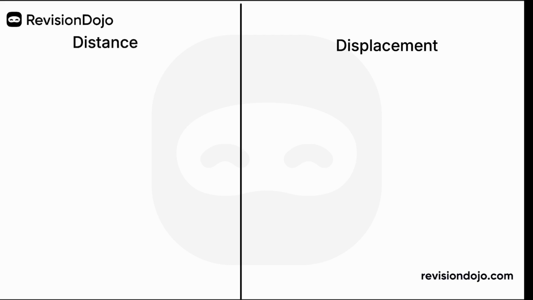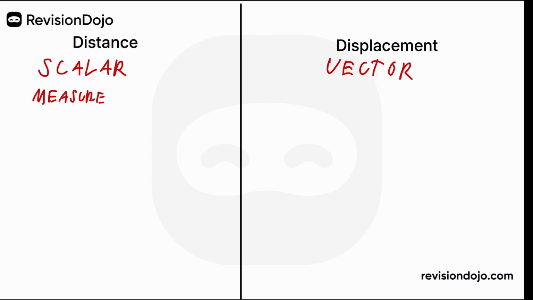All right, as promised, now let's see the difference between distance and displacement. They are a perfect example of a scalar and a vector quantity. As I stated before, distance is a scalar, while displacement is a vector, despite the fact that they're both measured in meters. Again, distance is a measure of the path taken. This is very important. It's just a measure of the path taken.